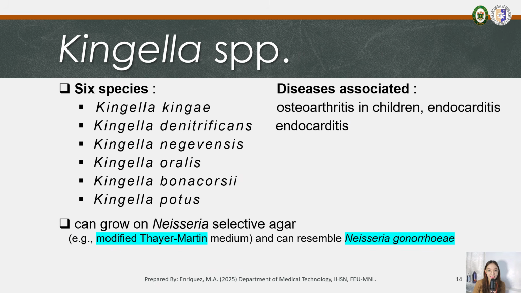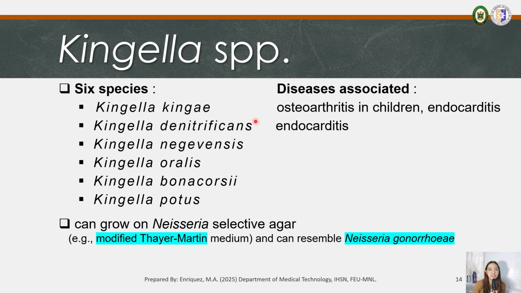Next is the letter K in HACEK, which stands for the Kingella species. So listed here are the 6 different species, and let's look at the diseases associated. So Kingella kingae has been associated with osteoarthritis in children and also endocarditis. Meanwhile, Kingella denitrificans has been observed only to cause endocarditis.